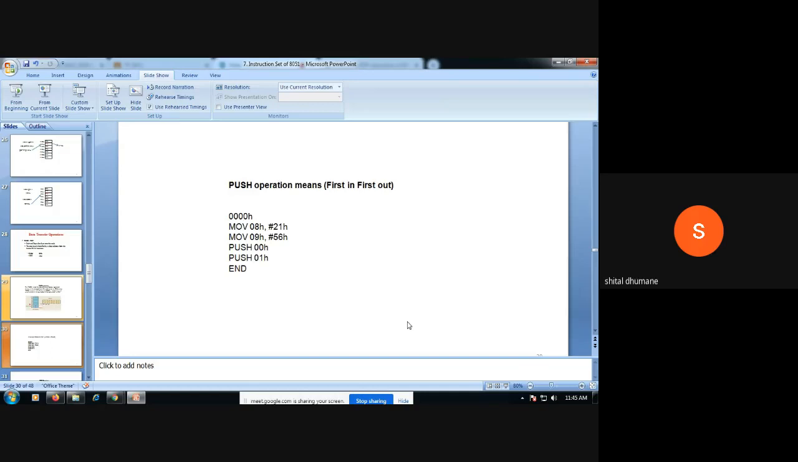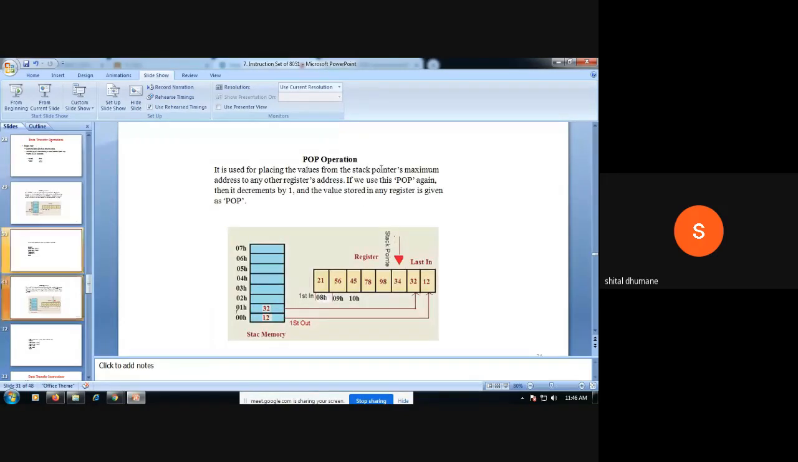So your pop operation, you know that it is totally the reverse of your push operation. That is, instead of first in, first out, it is last in, first out. See, this is your pop operation. That is your data from your stack pointer, stack memory location, will be moved to the register contents or any other memory location.